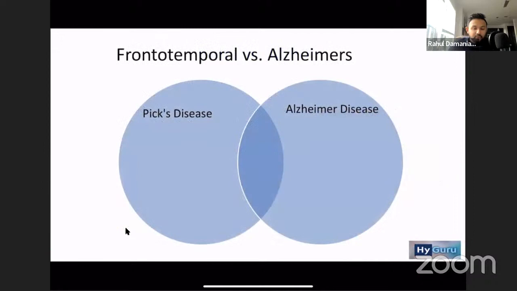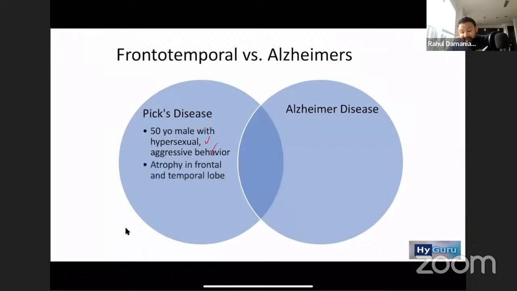So let's go ahead and go through a differential when it comes to Alzheimer's disease. With Alzheimer's disease, you want to be also thinking of Pick's disease, which is also known as frontotemporal dementia. These patients are going to have issues with the frontal lobe. So they are going to have hypersexual and aggressive behavior. They are going to have atrophy on gross pathology of the frontal and temporal lobes. And they have these intracytoplasmic inclusions of tau. And this is an autosomal dominant dementia.